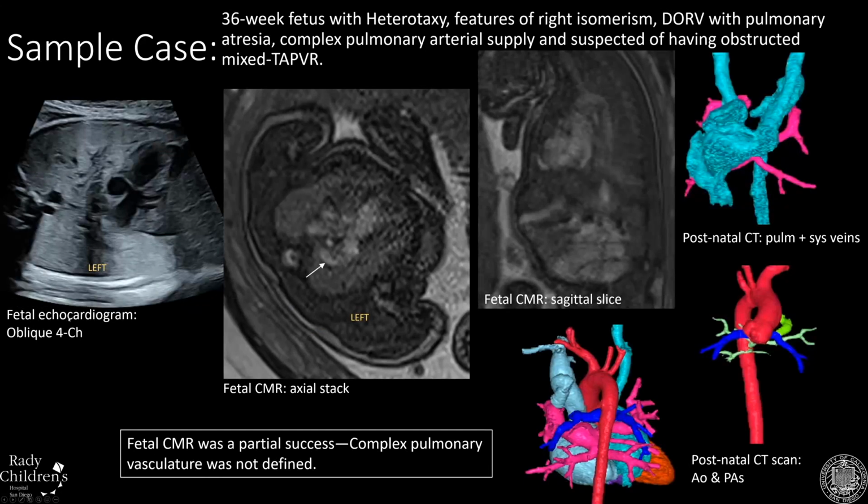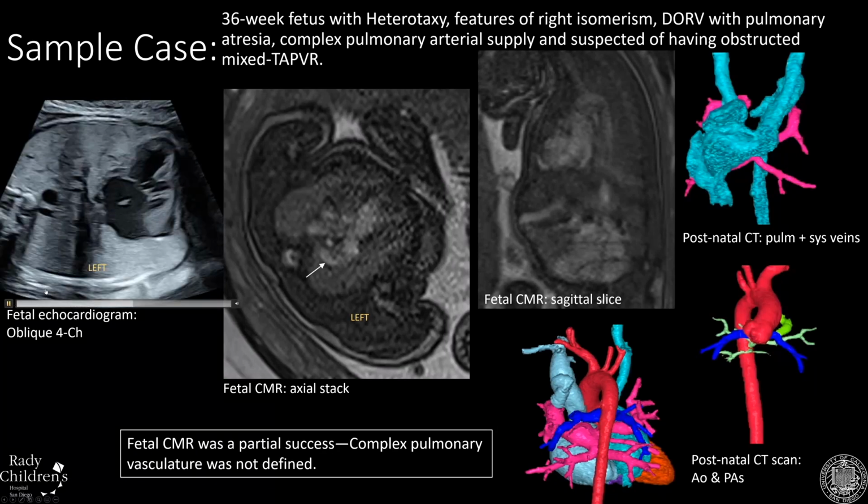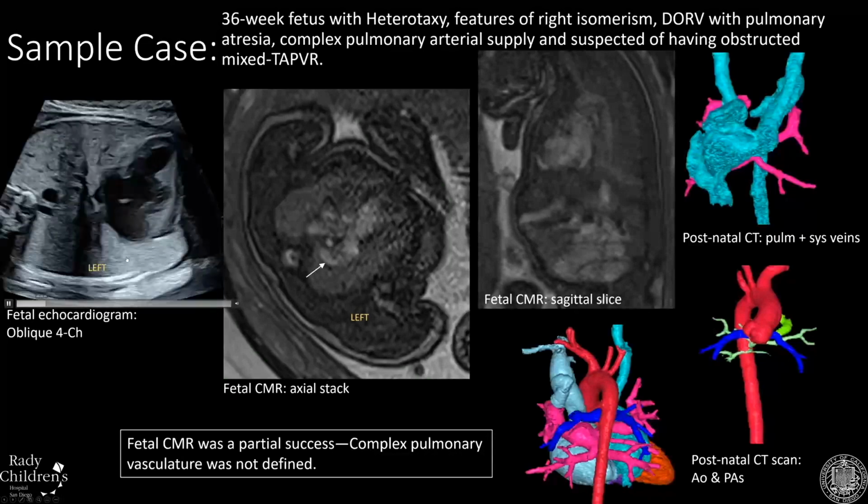So my next sample case is a 36-week fetus with heterotaxy. This was a very complicated fetal echo with multiple challenges. It was double outlet right ventricle with pulmonary atresia, complex pulmonary arterial blood supply, and suspected of having mixed obstructed TAPVR. This is a sample image from our fetal echocardiogram.